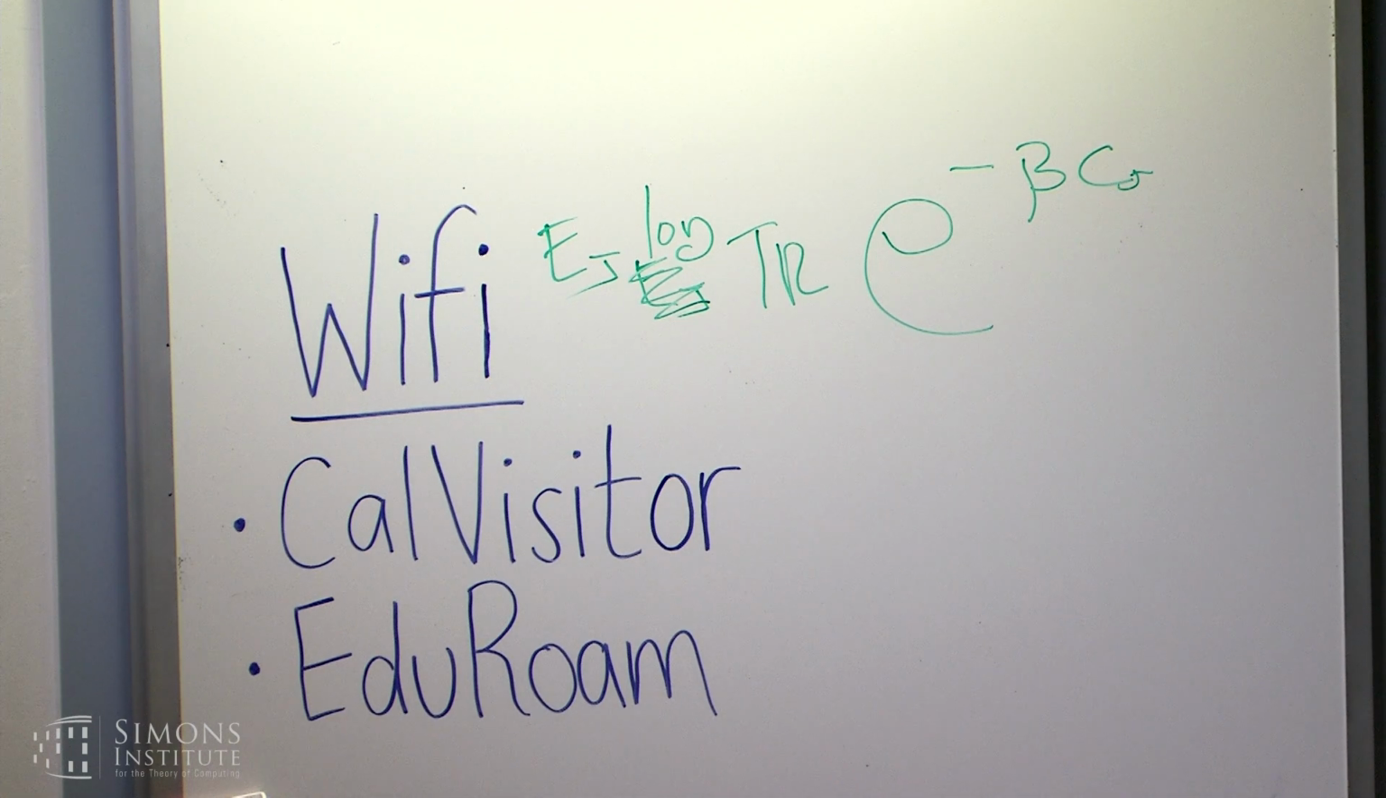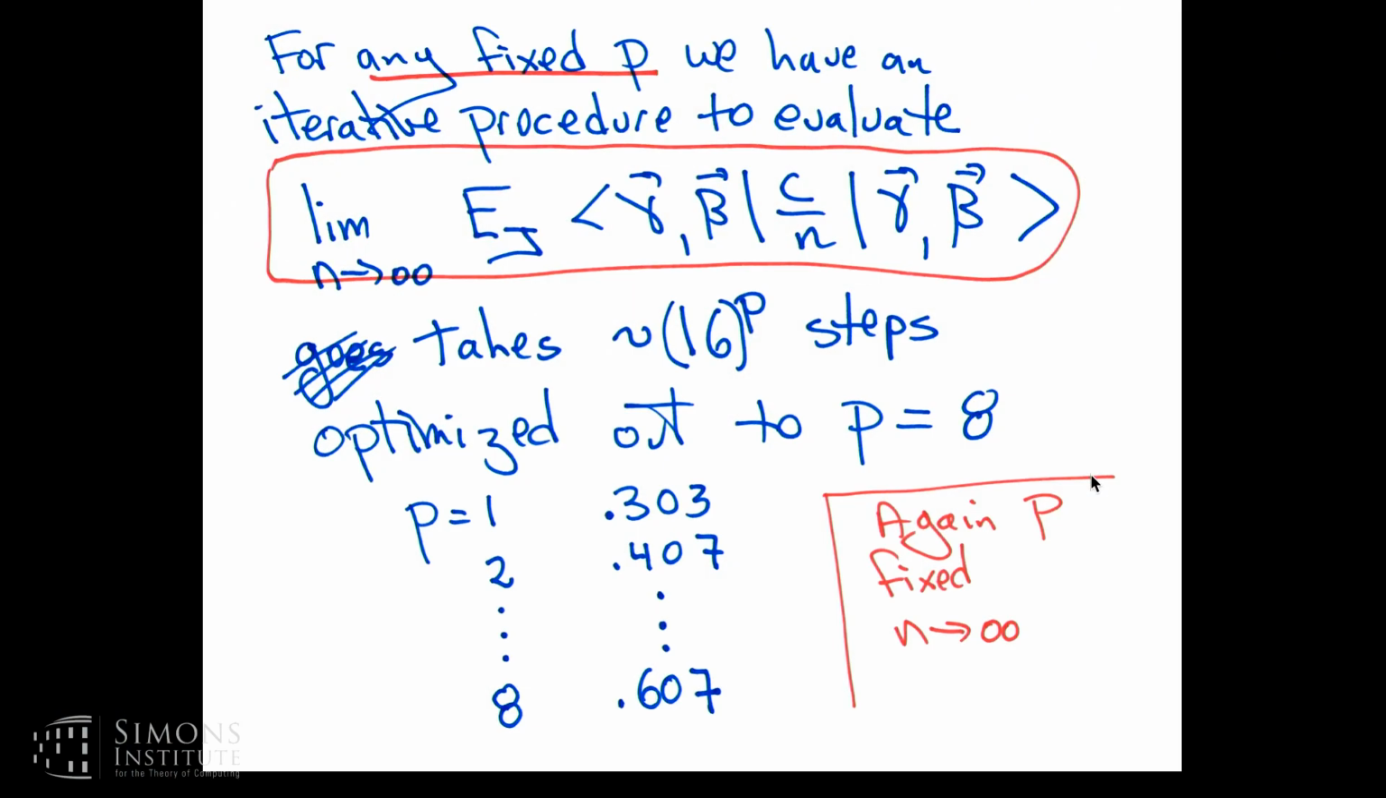And then beyond that, for any fixed p, we have an iterative procedure to evaluate the limit as n goes to infinity of this quantity. We actually can do this for any p. But the procedure involves a numerical evaluation, and the time for it goes like 16 to the p. We were able to carry it out to p equals 8, and we got up to 0.607. So we keep doing better and better.